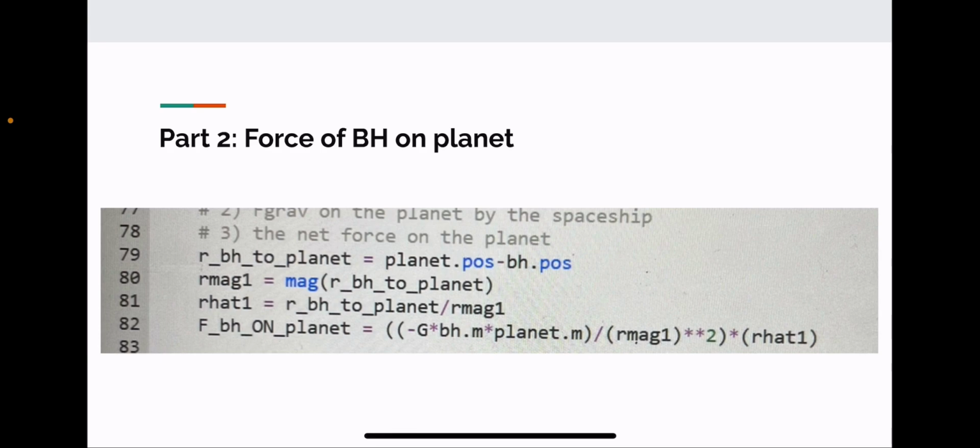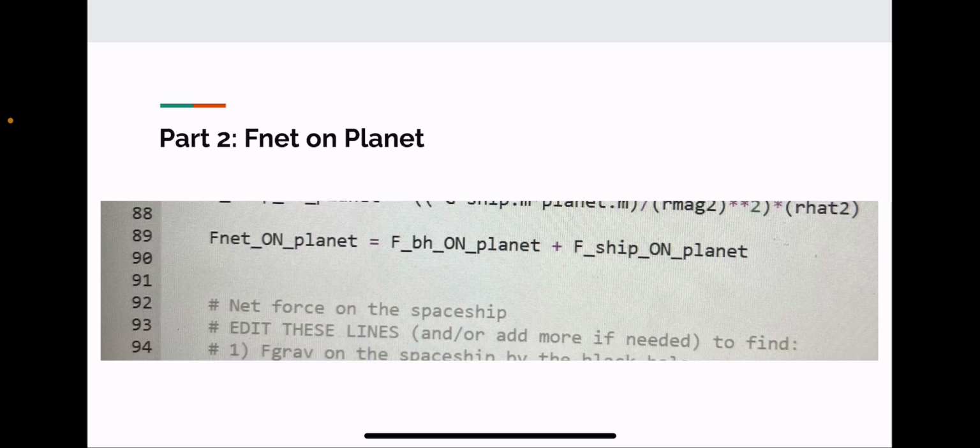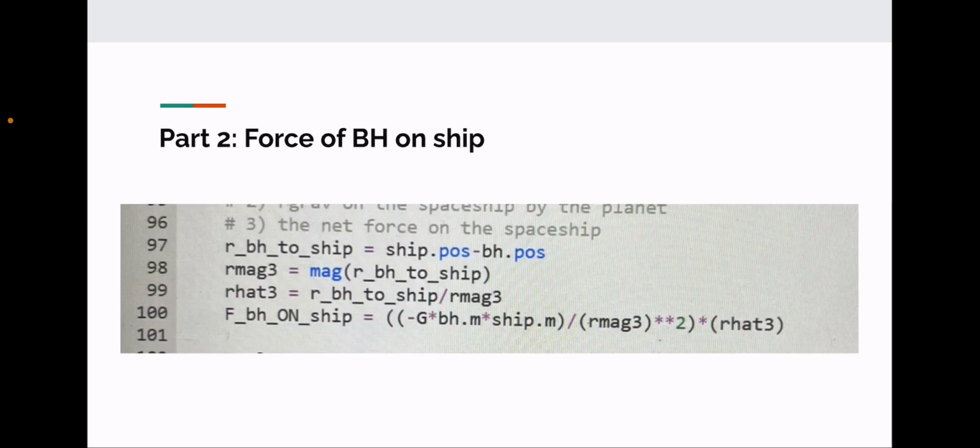First, I calculated the force of the black hole on the planet. To do this, I wrote an equation for the displacement between the black hole and the planet. I also found the magnitude of this r vector and r hat. Lastly, I wrote the force of gravity on the planet due to the black hole using the values I just defined. The same process was done for the force of the ship on the planet. To find the net force on the planet, I added the two forces I just found, one from the black hole and one from the ship.